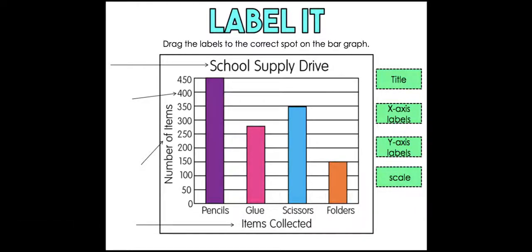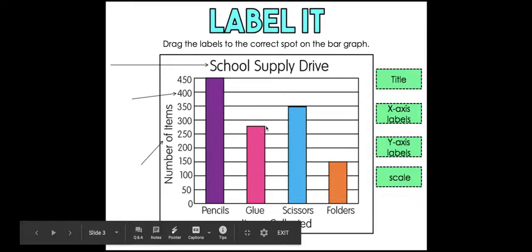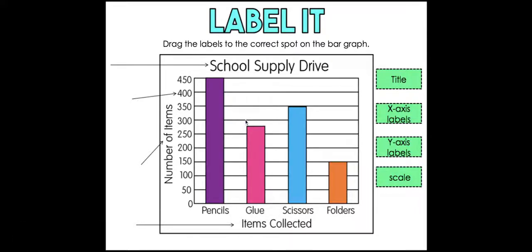Now let's talk about glue. Glue is going to be the trickiest one because it goes halfway in between 250 and 300. So I actually have to think about what number is in the middle of 250 and 300. That's a tricky one, but I know that you could split 50 into two parts, 25 and 25. So if I add 25 to 250 and I count by 25 instead, it would be 275. Now that's really tricky, so I'm not going to ask you to do it in your work, but I know that they collected 275 bottles of glue.